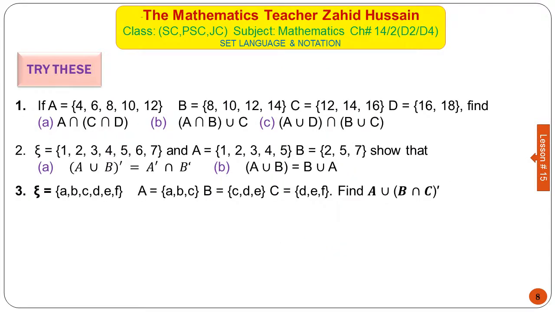So try these questions please. Question number 1, 2 and 3. Have a look at these and solve. In question number 2, you are asked to prove this is equal to this. So you will find this one and then you will find this, as we have just solved, and the answer of both should be the same. So when the answer of A union B complement and the answer of A complement intersection B complement are the same, then you will be able to say A union B complement is equal to A complement intersection B complement. So try these questions please.